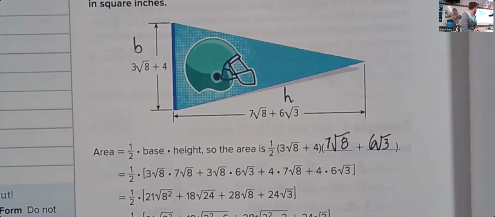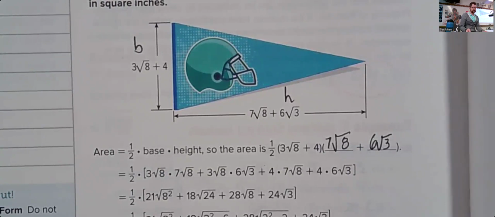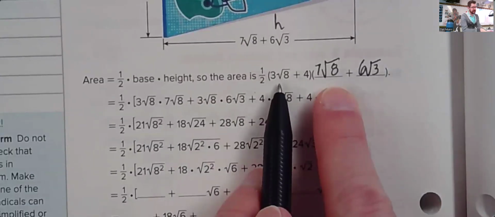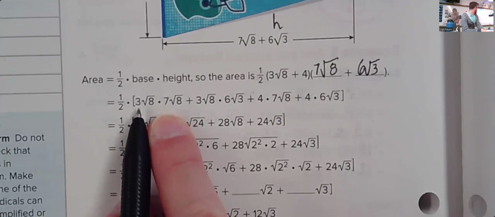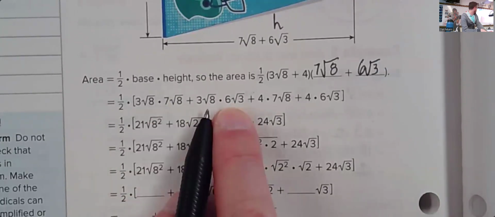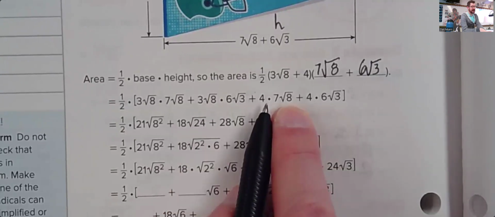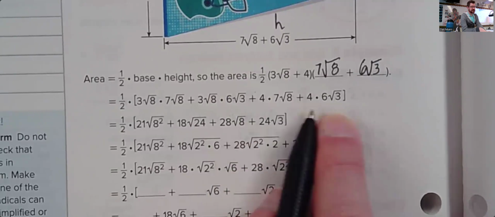So if we're multiplying these together, we need to get rid of the parentheses. And the way to do that would be to use FOIL. And so that's what it's showing on the next step. First times first would be 3 root 8 times 7 root 8. There it is. The outer terms, 3 root 8 times 6 root 3. That's it right there. The middle terms, 4 times 7 root 8. The inner terms, that's I right there. And then the last terms, 4 times 6 root 3.